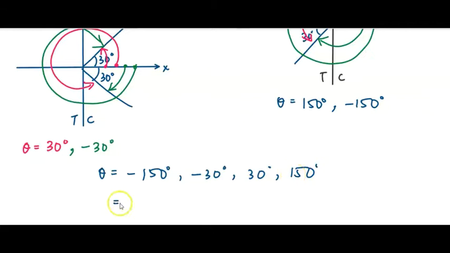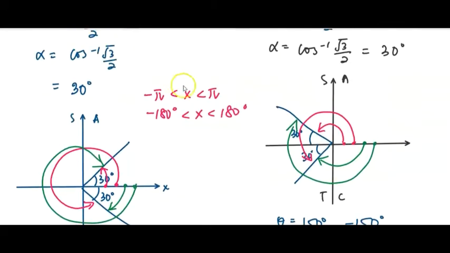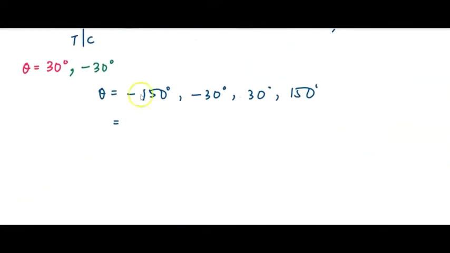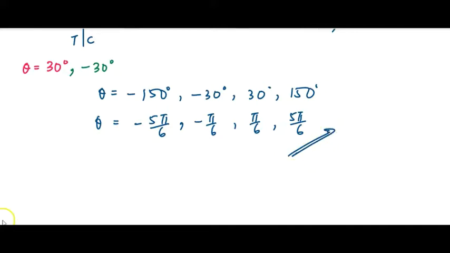And this shouldn't be our final answer because this is in degree, and the range given is in radian. I need to convert those answers into radian. Convert negative 150 to radian: you're going to multiply this angle by pi over 180. Then you will have negative 5 pi over 6. And the negative 30 degree will be negative pi over 6, then pi over 6, and 150 is 5 pi over 6. So this is our final answer.